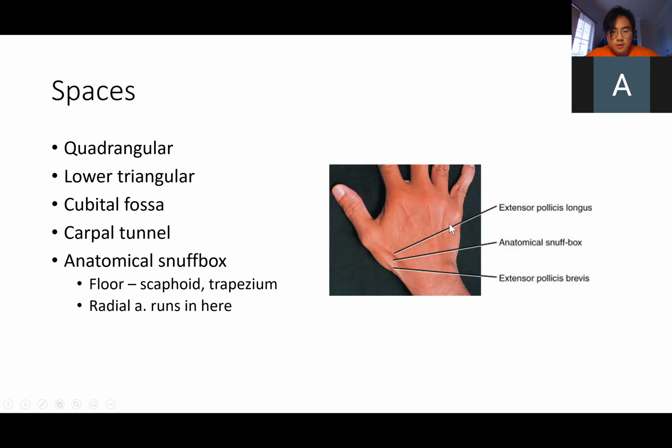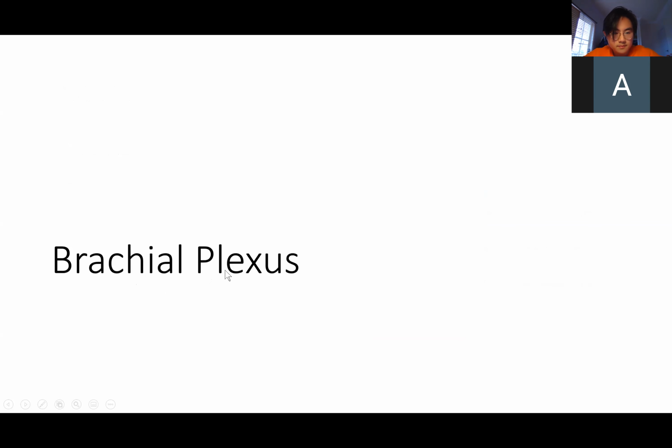Finally, the anatomical snuffbox. The borders are pretty important to know. The key high yield point here is that the radial artery runs in here, so you can palpate your pulse if you put your finger there. And what forms the floor of this space is the scaphoid and the trapezium.